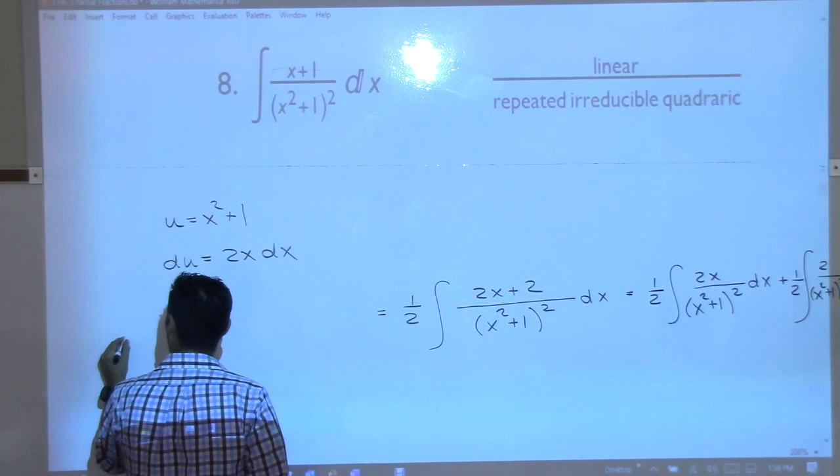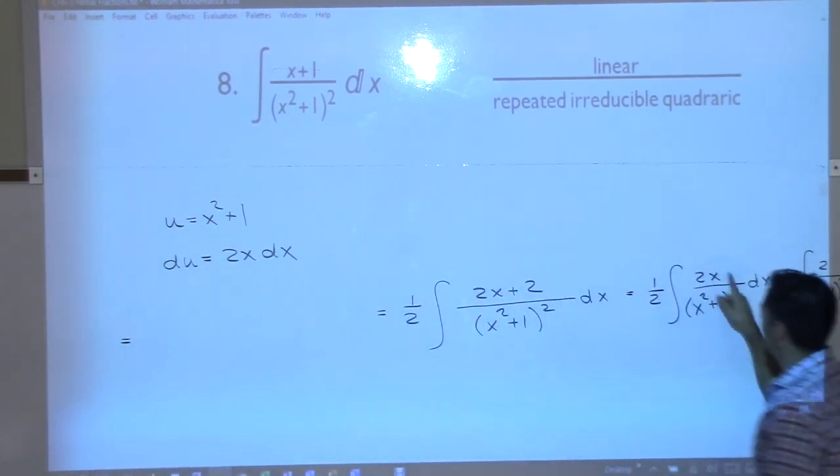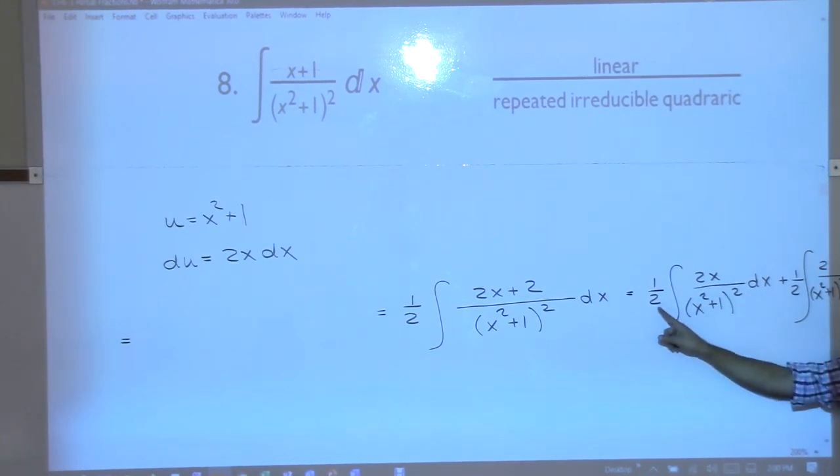Okay. What about this first one here? Just 1 over u. This is like 1 over u squared, right? Because we have a squared there. So that's what's different from the previous problem. It's not natural log this time. It's going to be, well, we'll have to figure it out. And we have a 1/2 out front, right?